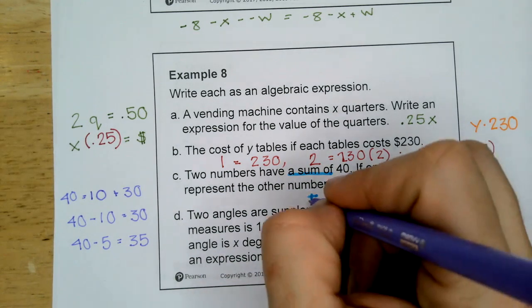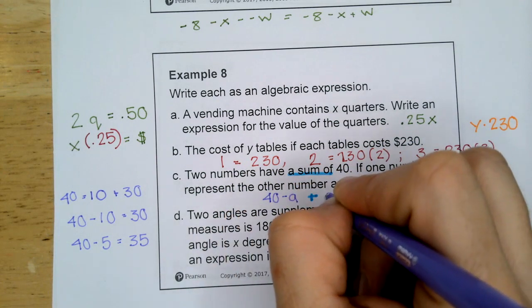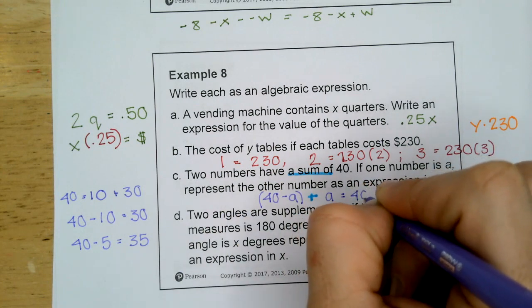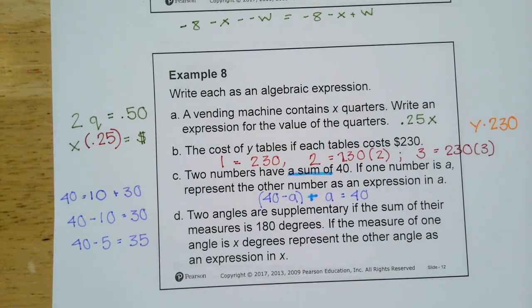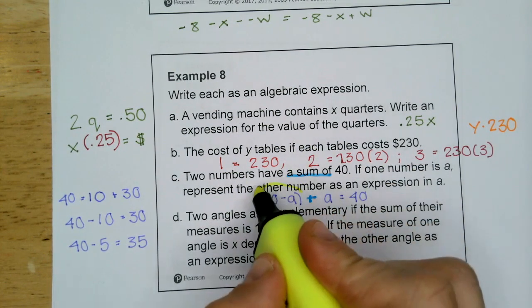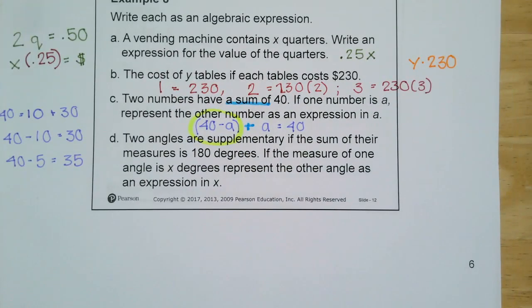So we have A and we have 40 minus A. They will equal 40, right? One number is A, represent the other number as an expression in A. So what they're actually asking for is 40 minus A, okay? Example D, two angles are supplementary if the sum of their measures is 180 degrees. If one angle is X, represent the other angle as an expression in X.